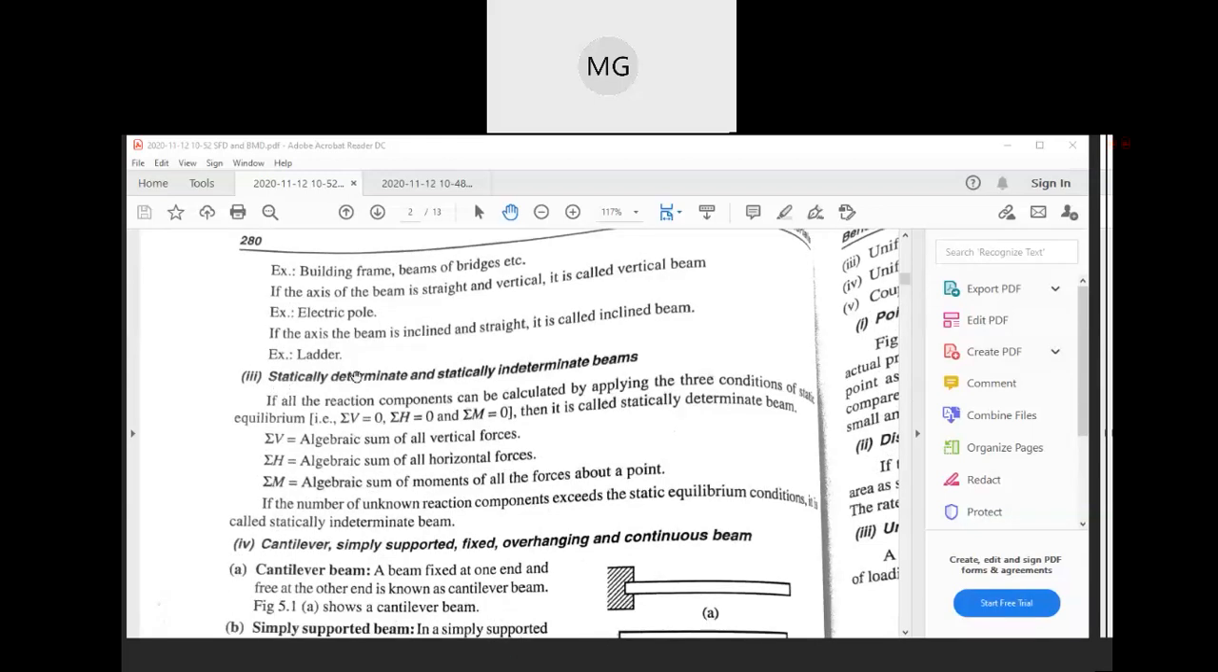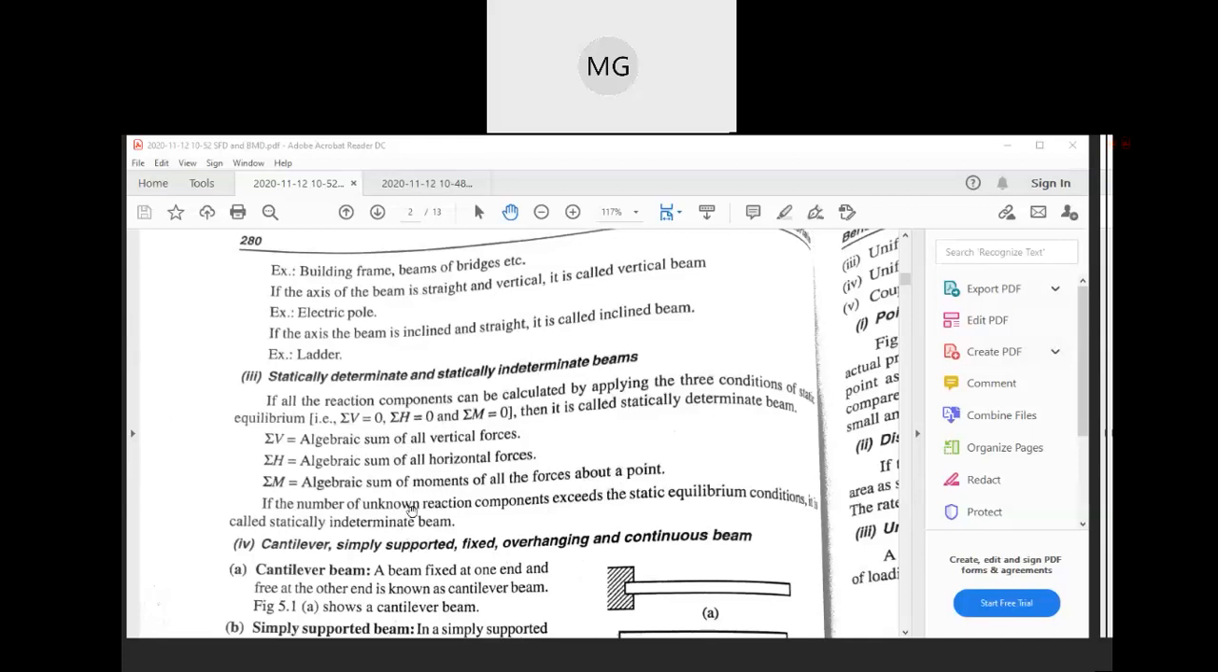Next, statically determinate. Here the algebraic sum of all the vertical forces must be equal to 0, and the horizontal forces also 0. Okay. And the moments of all the forces about a point are also 0. So it should be in static equilibrium. Then it is called a statically determinate beam.